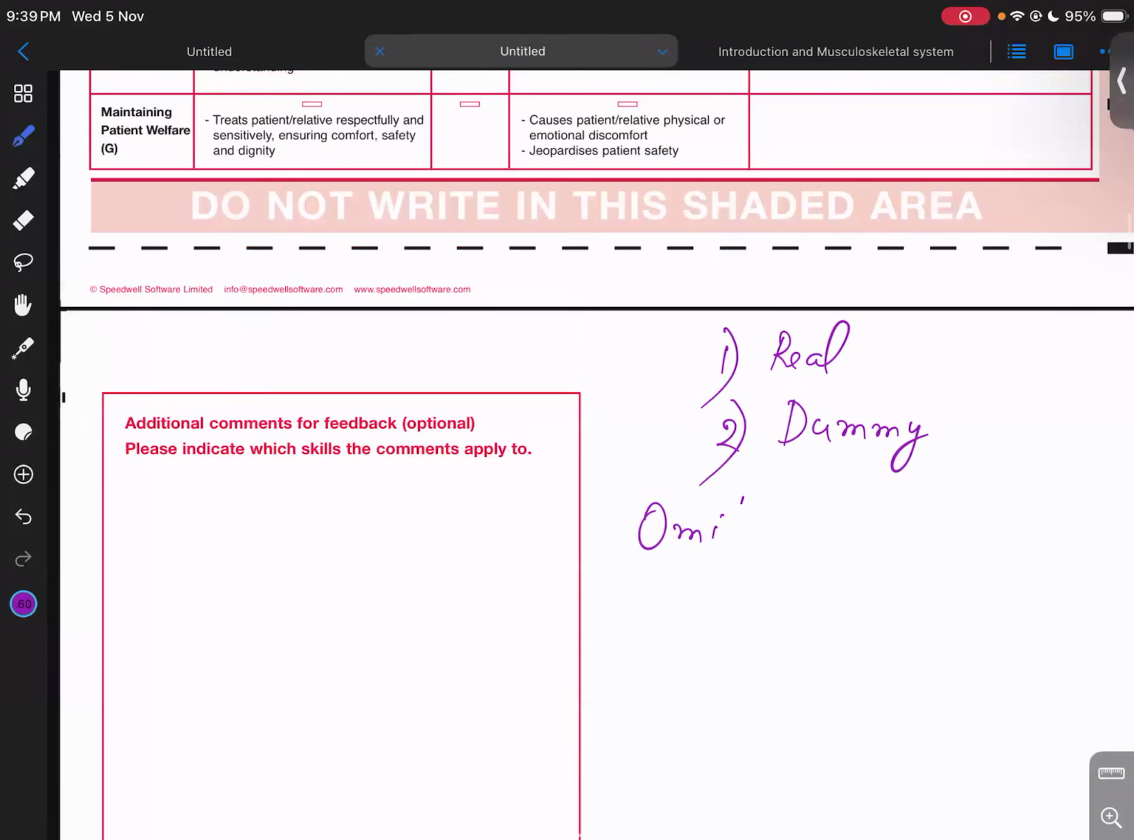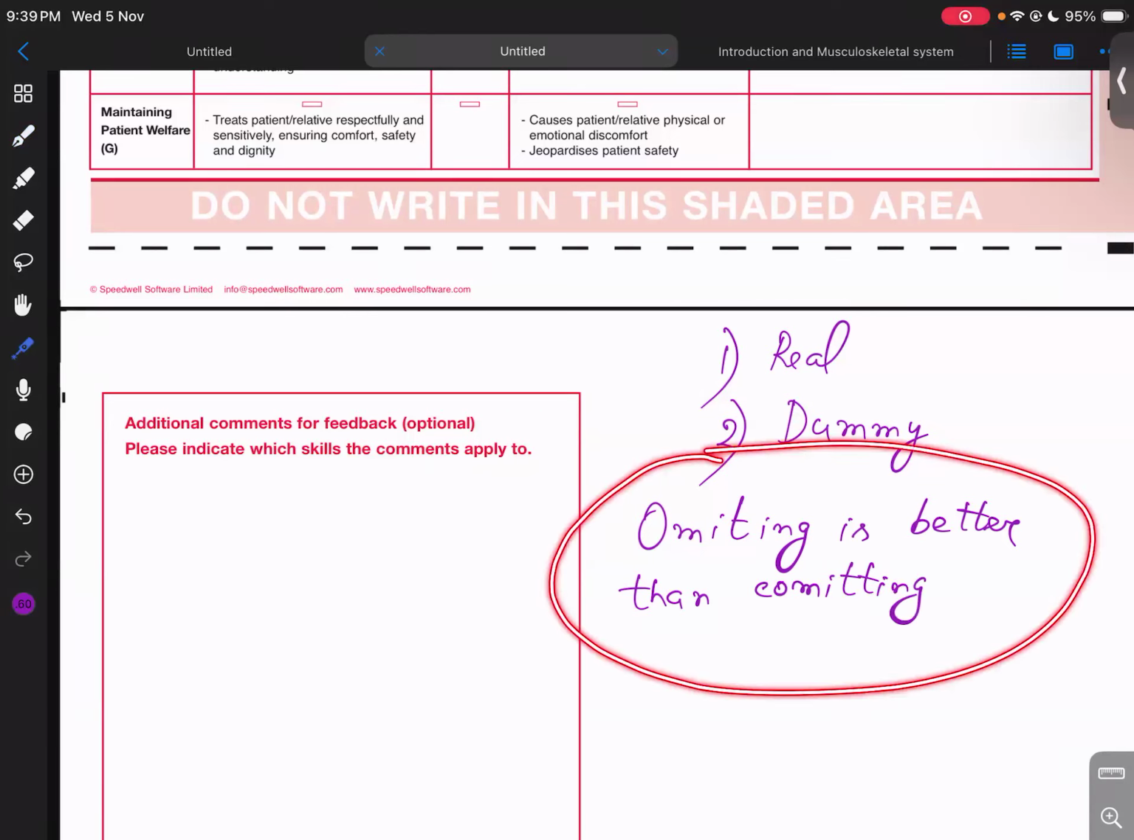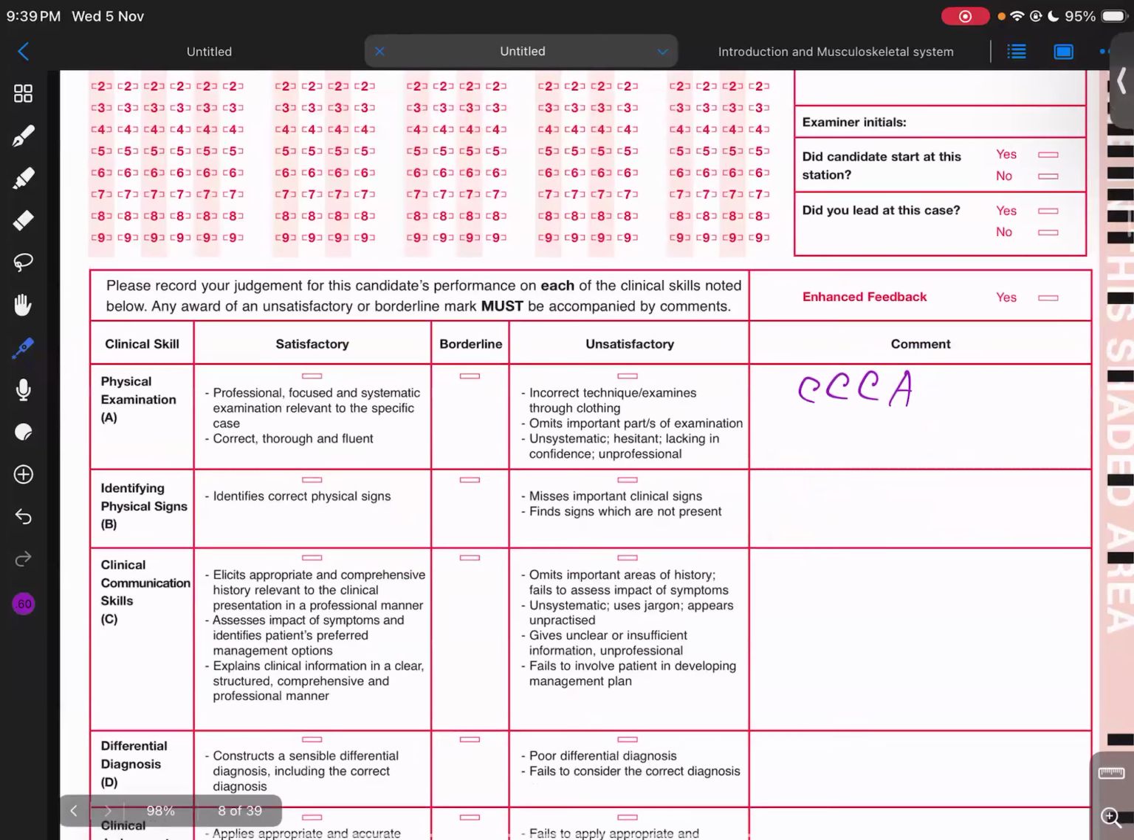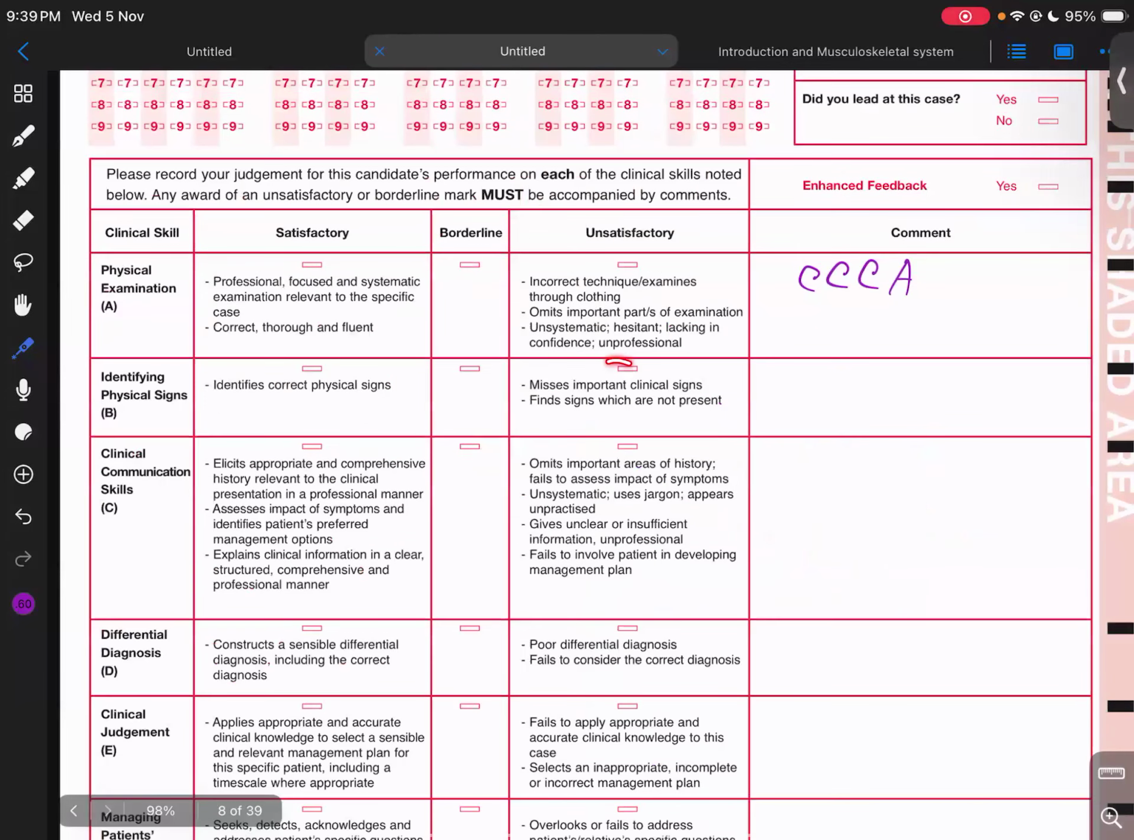Omitting is better than, I will tell it, committing. What does this mean? This means synthesizing any physical finding is a great sin in the PACES exam. If you synthesize any physical finding, you will automatically get 0 in identifying physical signs. It is for sure. Whether you have identified many wonderful physical findings, if you synthesize any one positive physical finding, you will get 0. So why is this important?